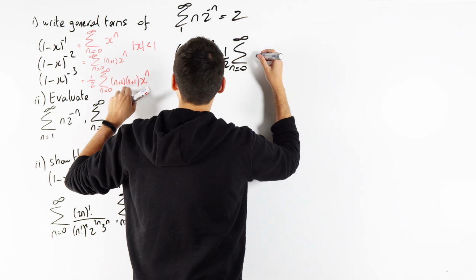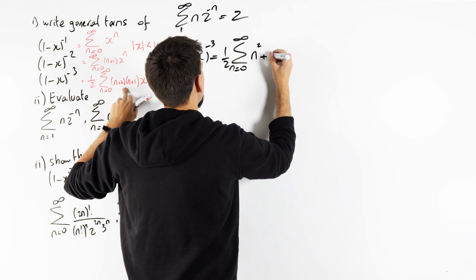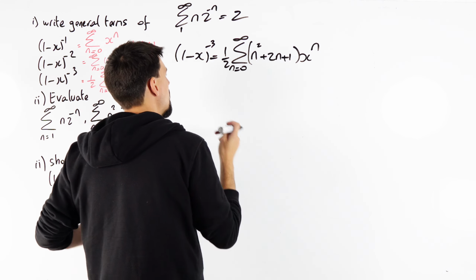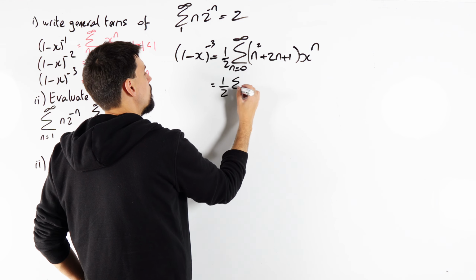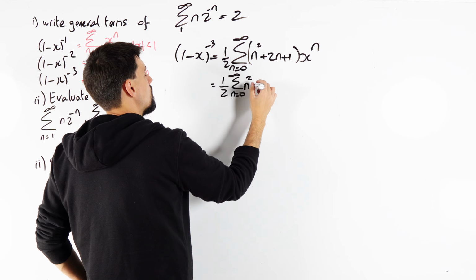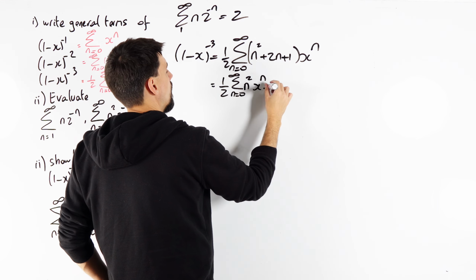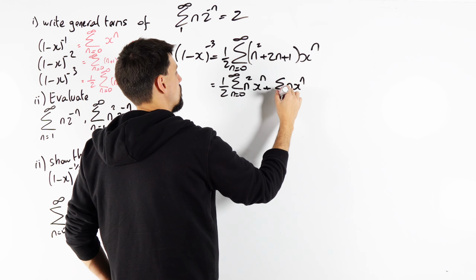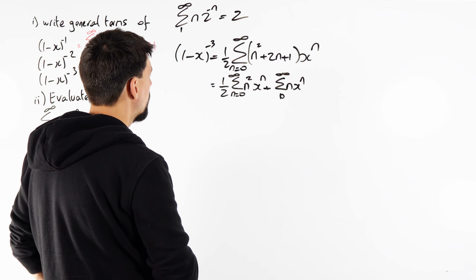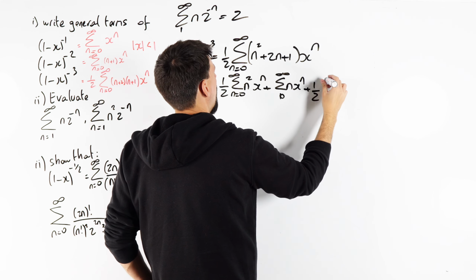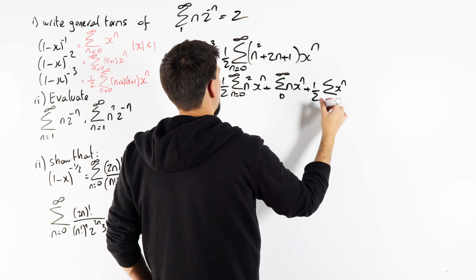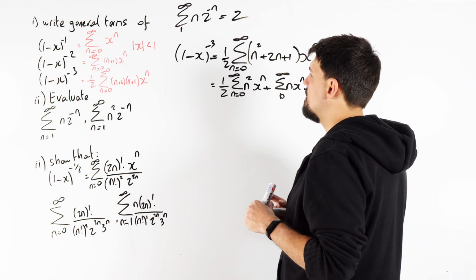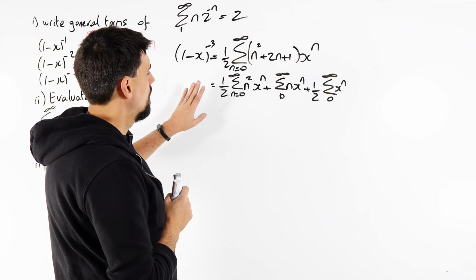But the point is, if I expand this and split it up, that is n squared plus 2n plus 1, x to the n, which is 1 half of the sum of n squared x to the n, plus a half and a 2, the sum of n x to the n from 0 to infinity, plus 1 half the sum of x to the n from 0 to infinity. Okay, this is our key here.